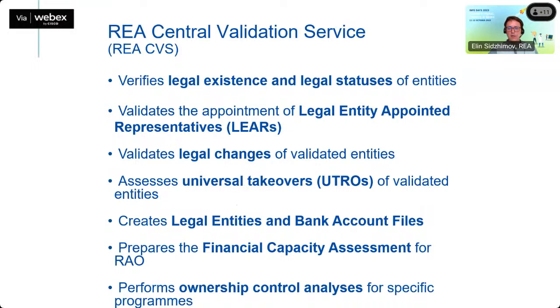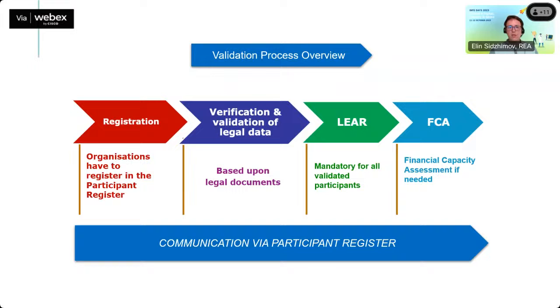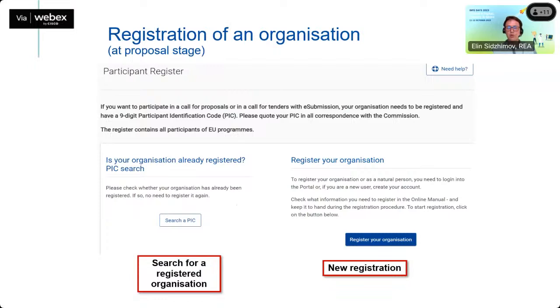On the next slide, you can see a short timeline which shows the validation process overview. We will start with the first arrow, which is the registration. Organizations have to register in the participant register and obtain their own PIC number. On the next slide, you see a screenshot from the participant register. Here there are 2 possible scenarios.